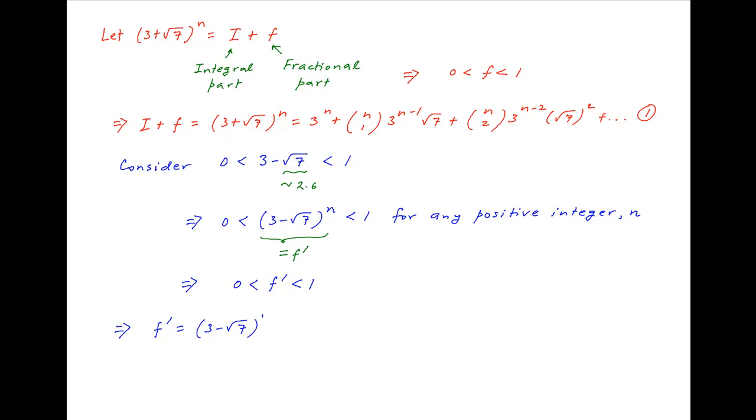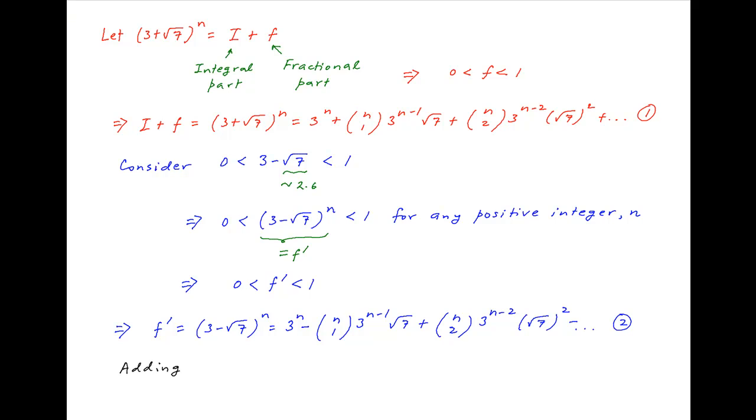f' is equal to (3 − √7)^n, which using the binomial theorem can be written as 3^n − nC1 · 3^(n-1) · √7 + nC2 · 3^(n-2) · (√7)^2 − and so on. Let's call this result 2.